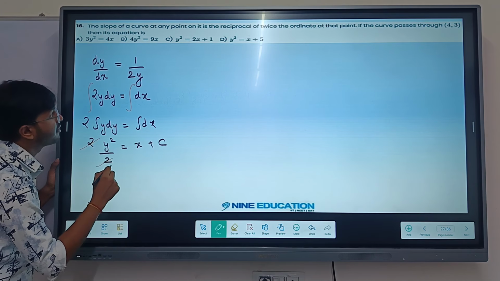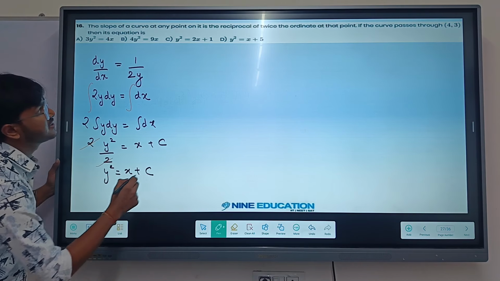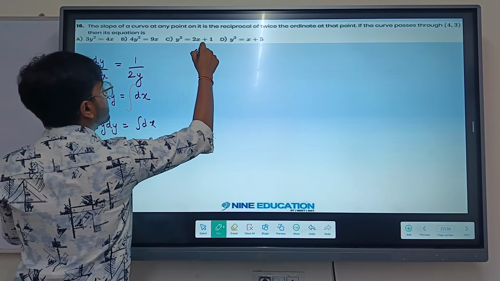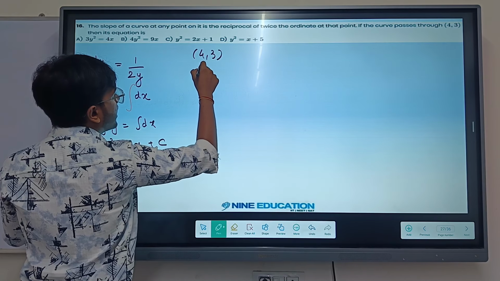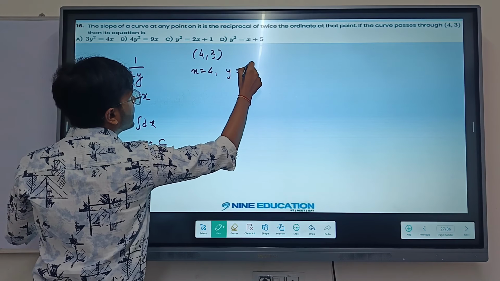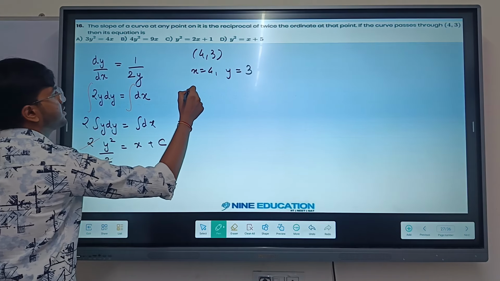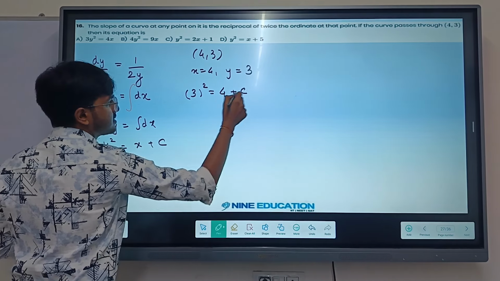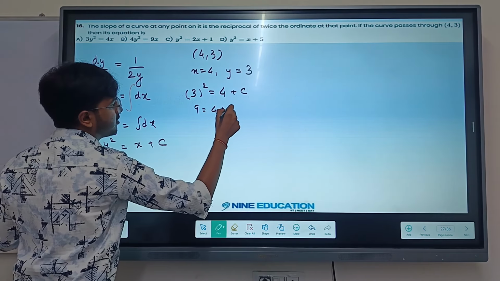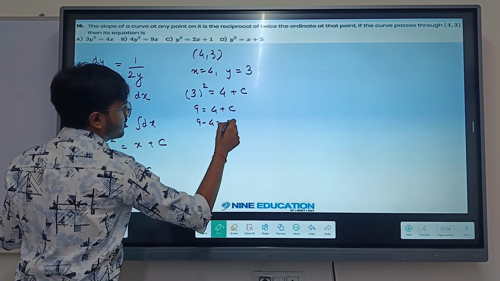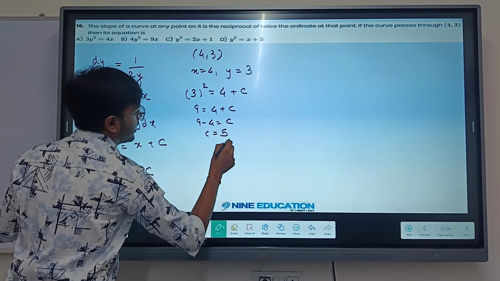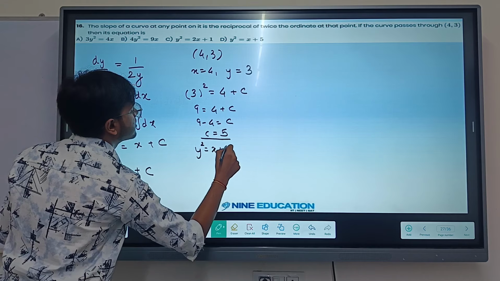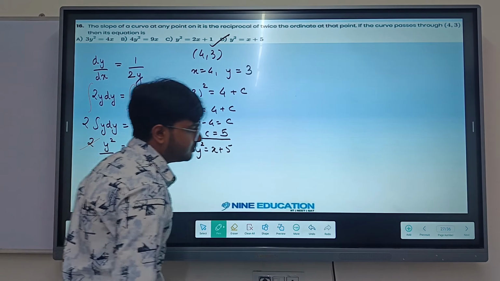Cancel, we get y square equal to x plus c. Now it is saying that this curve passes through 4 comma 3. So x equal to 4, we have y equal to 3. Let's substitute: 3 square equal to 4 plus c. So 9 equal to 4 plus c. 9 minus 4 is c. So c value is 5. So what is the curve I am getting? y square equal to x plus 5.